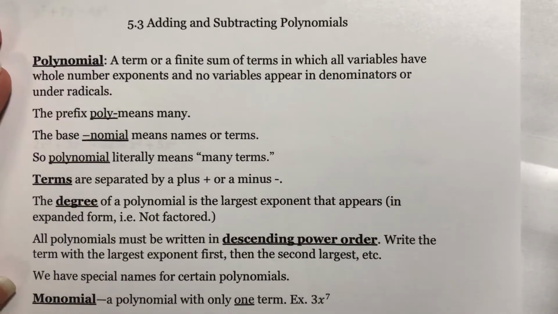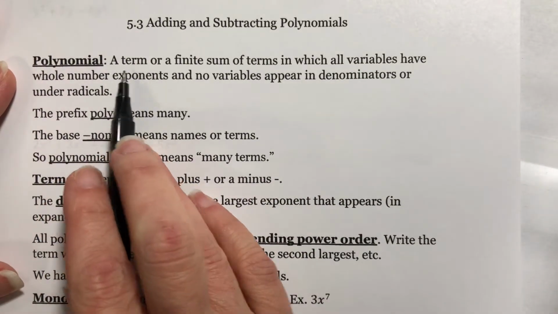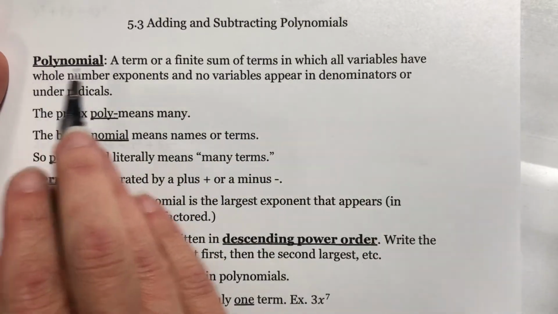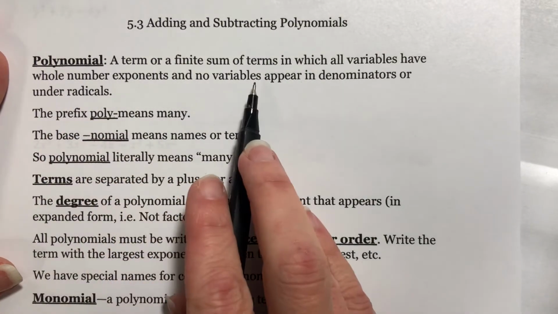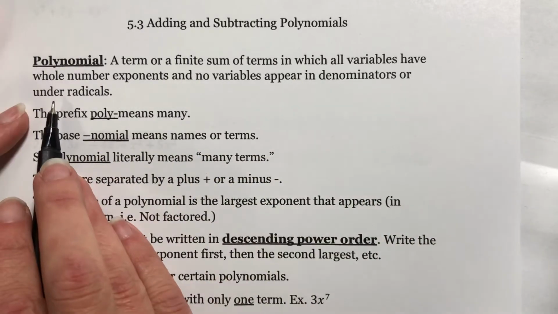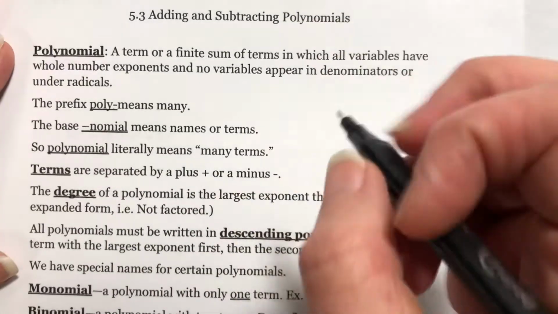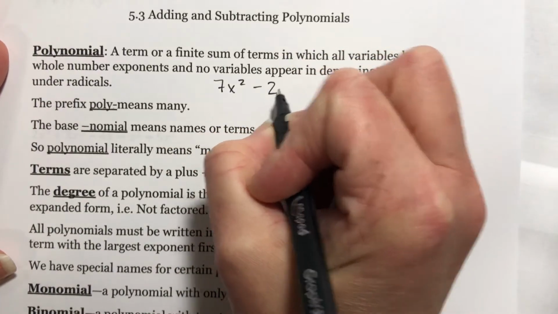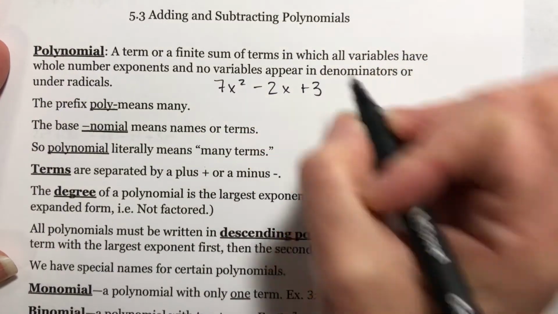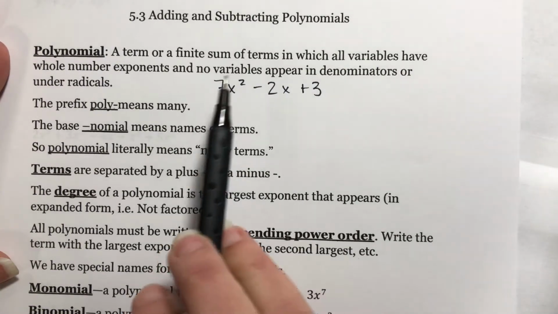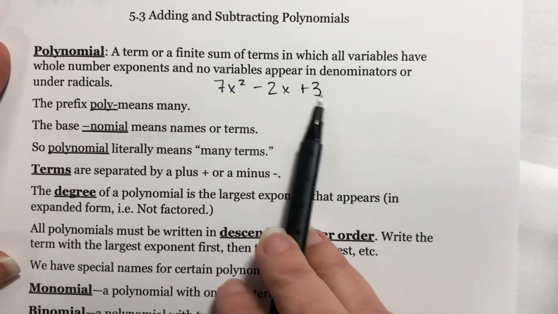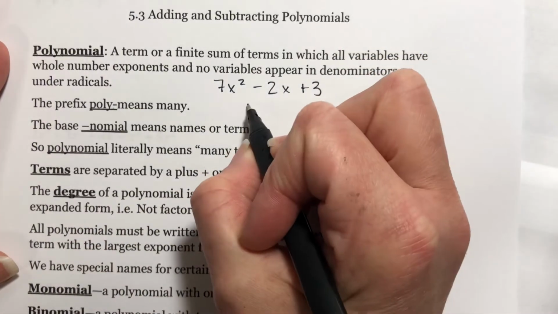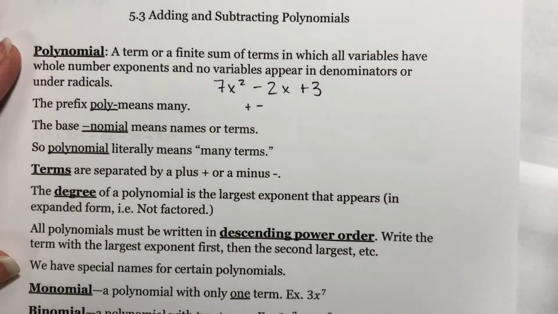First of all, the definition of a polynomial. It's a term or a finite sum of terms in which all variables have whole number exponents and no variables appear in denominators or under radicals. So an example of a polynomial is 7x squared minus 2x plus 3. Now I know it says sum here, but remember I can always write a minus as plus a negative, so it still is a sum.